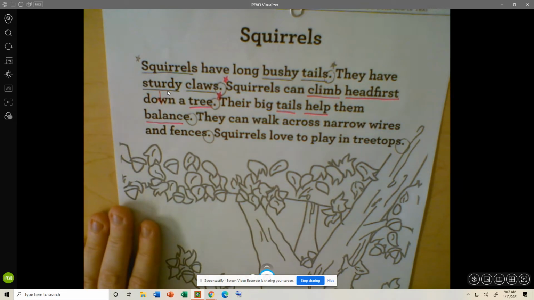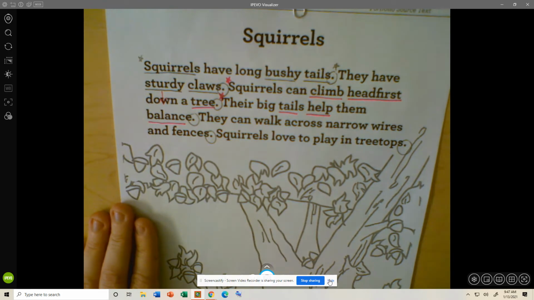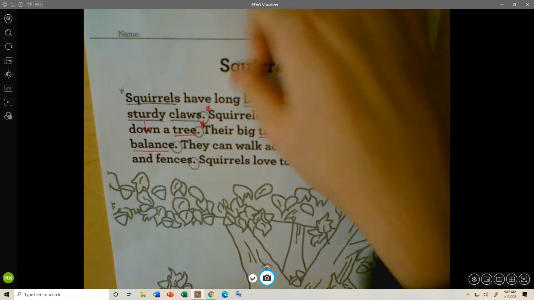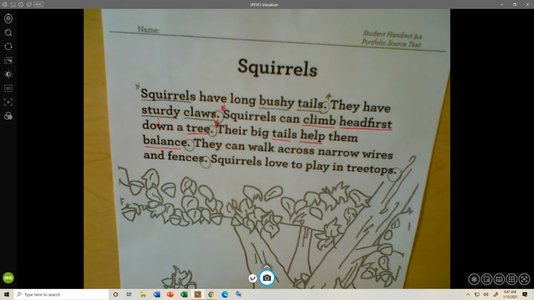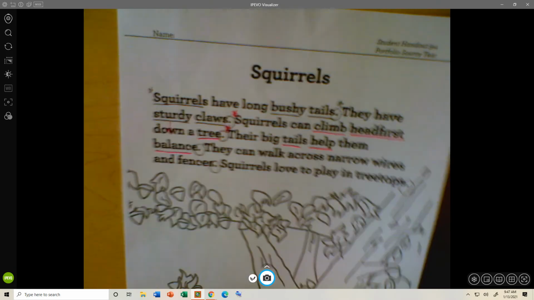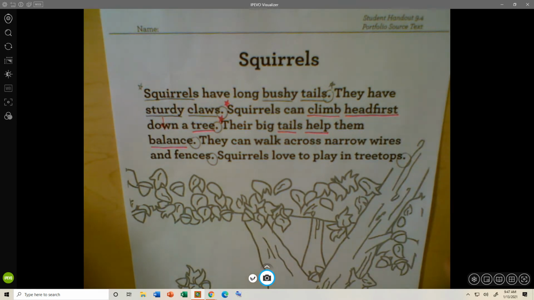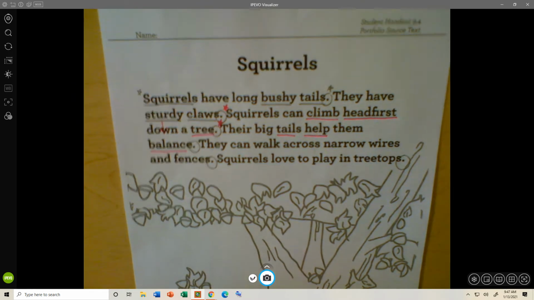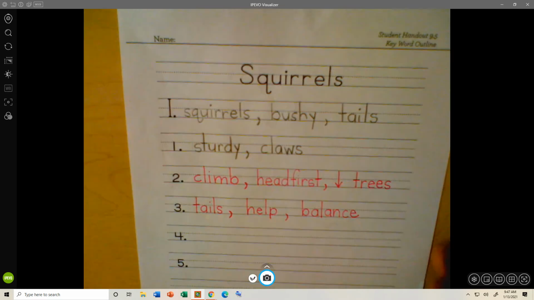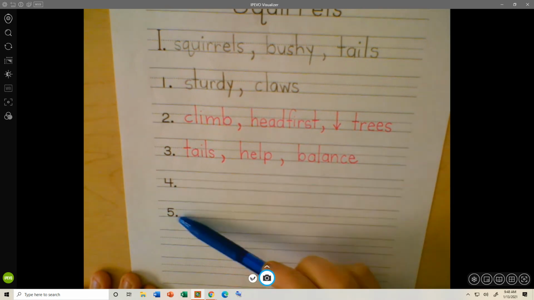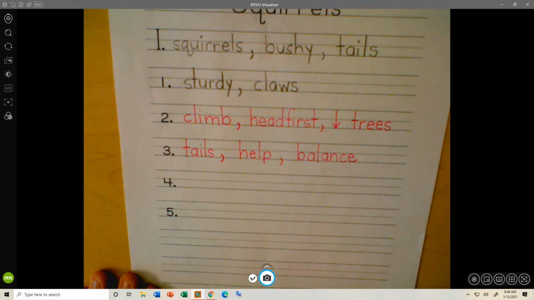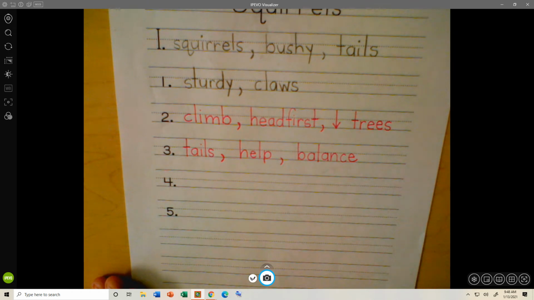Okay, so you're going to need your blue folder, and you need to take out both of those papers from this week. We're still writing our outline about our paragraph, squirrels. Maybe you're learning something new about squirrels this week. Today we're writing the keyword outline. We're finishing our keyword outline for the last two numbers. We have two more sentences where we're finding those important keywords to rewrite our paragraph.